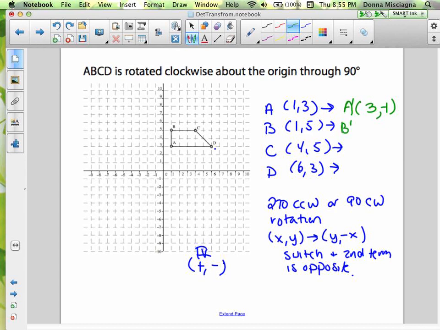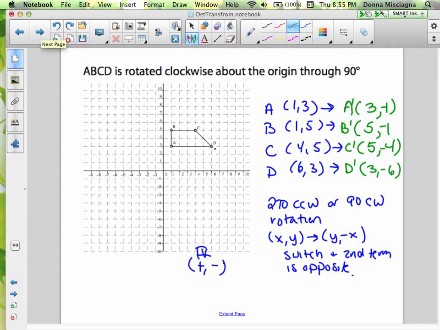B prime, switch the 5 and the 1, so instead of 1, 5, now it's going to be 5, 1, and the second one's the opposite. Switch the 4 and the 5, right? So now it'll be 5, 4, and the second one's the opposite. Switch the 6 and the 3, and the second one is the opposite.